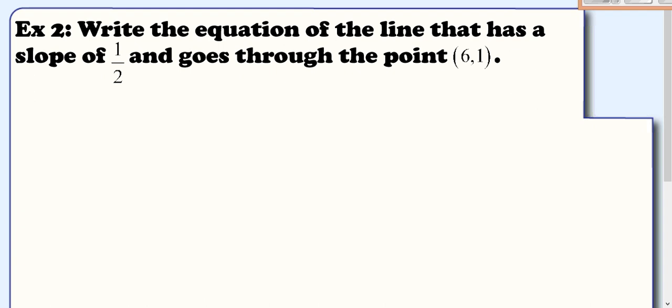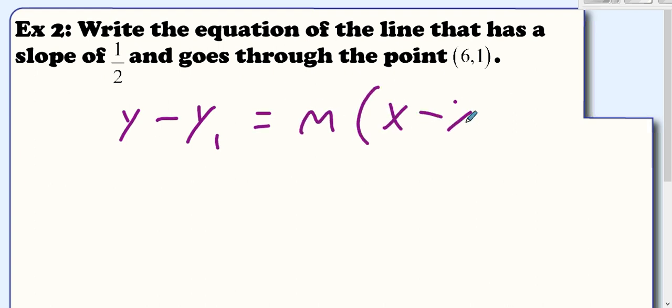So now we're going to practice writing the equation of a line if we know the slope and we know a point. Since we know the slope and a point, it would make sense to use point-slope form, which is y minus y1 equals m times x minus x1. From everything that we're given in this sentence, we know the slope, that's m. So we're going to put that 1/2 right there.